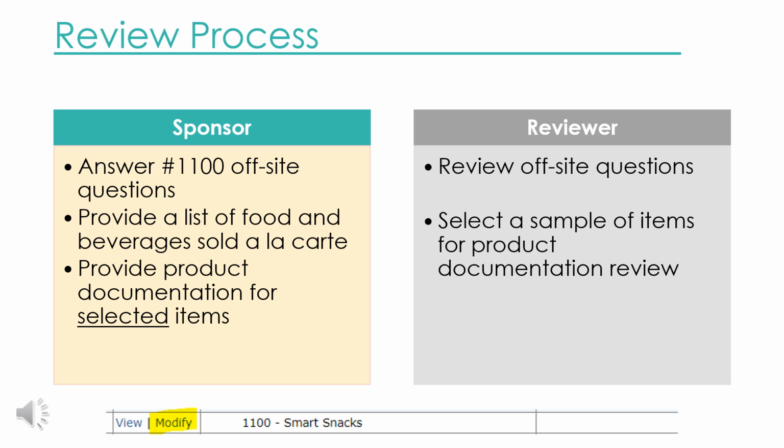During the review process, the sponsor will answer the 1100 series of offsite questions in CNP. They will provide a list of food and beverages sold a la carte, and they will provide product documentation for a few selected items that the reviewer has chosen to review. The reviewer will also review the offsite questions in CNP, and they will select the sample of items for the product documentation review. Again, you'll see a screenshot for the 1100 series titled Smart Snacks in CNP.